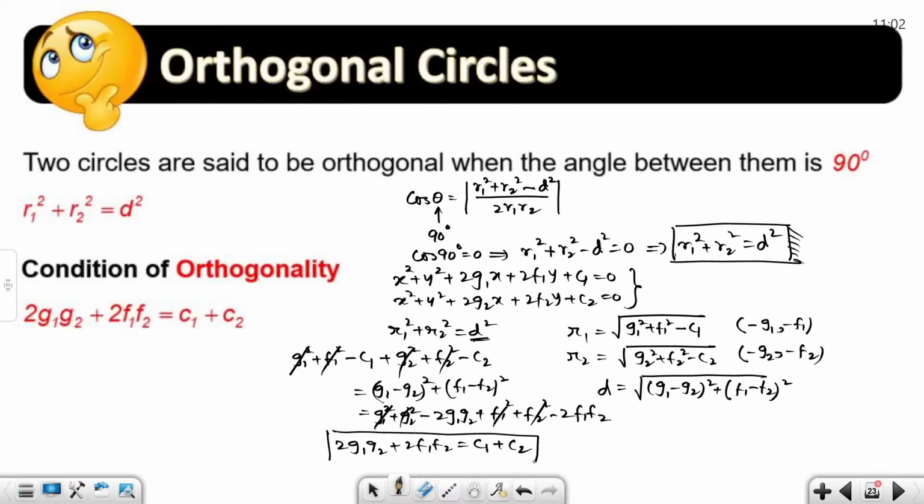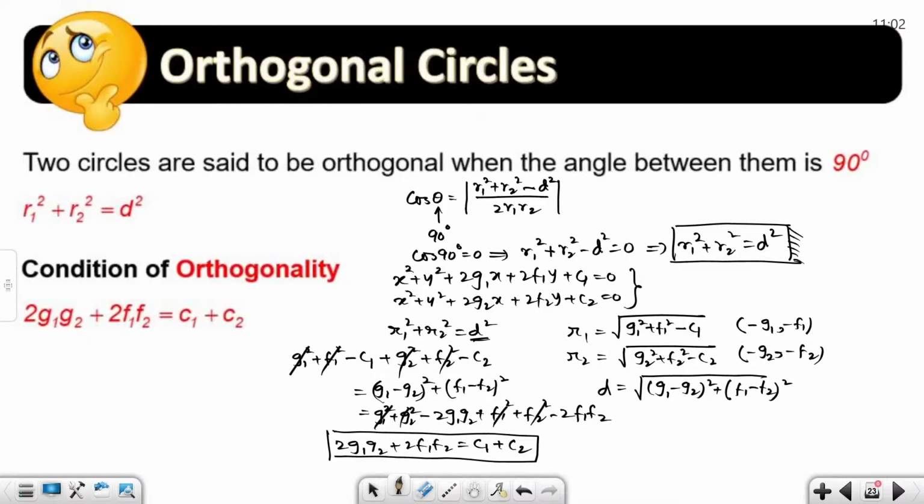So this condition also we have to remember. This condition is for what? This condition is for when the two circles intersect each other orthogonally. So two formulae we have to remember for orthogonality of two circles. One is R1 square plus R2 square equals D square, and another one is 2 times g1 g2 plus 2 times f1 f2 equals c1 plus c2. So these two formulae we have to remember by heart.